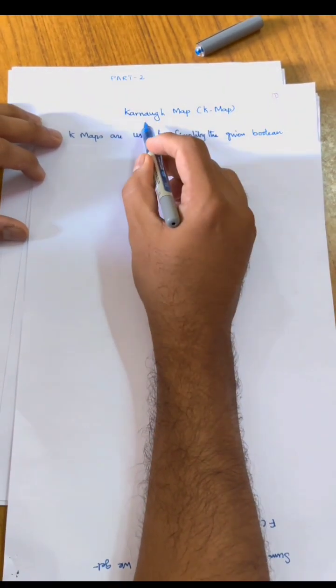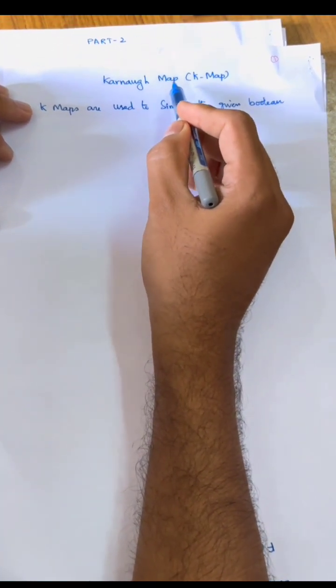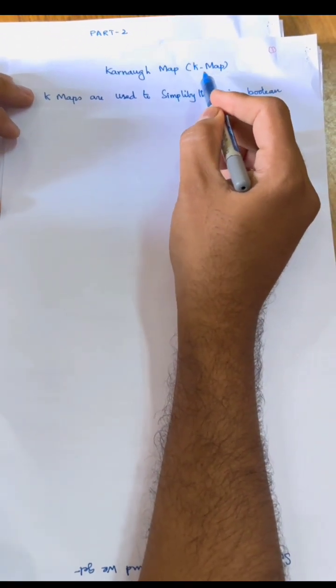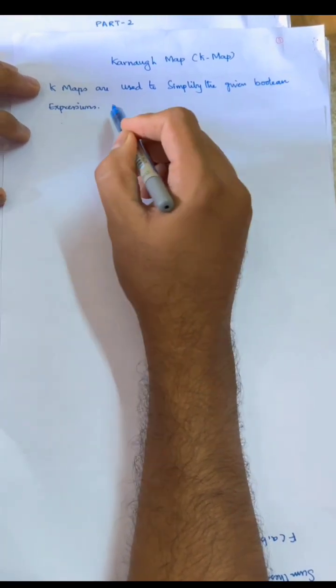Good morning all. Now we are going to discuss the Karnaugh Map. In short form we can call it K-map. These K-maps are mainly used to simplify the given Boolean expressions.